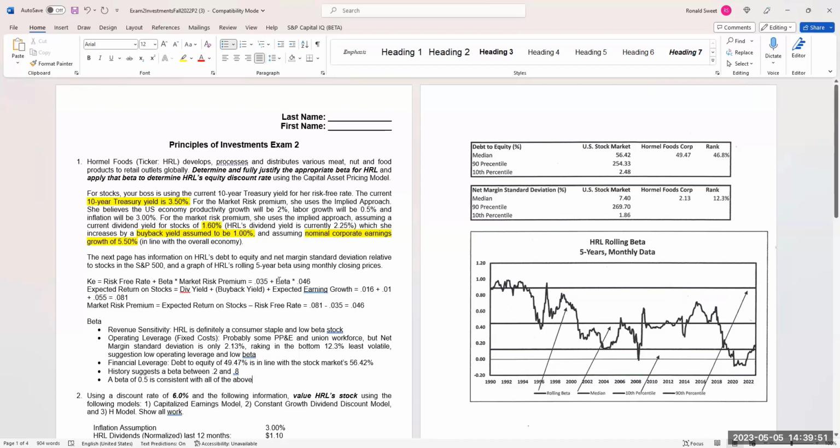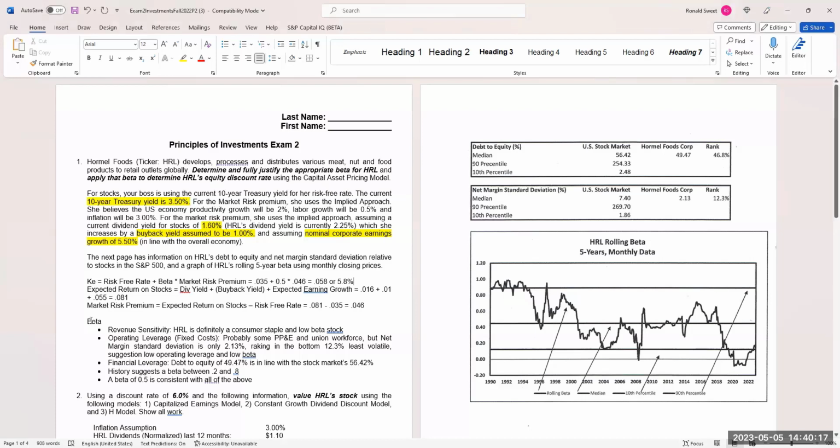We'll put our beta in here. And that gives us a discount rate of 0.058 or 5.8%. And you want to double check that, just make sure, but 0.035 plus 0.5 times 0.046 should give you 5.8%.